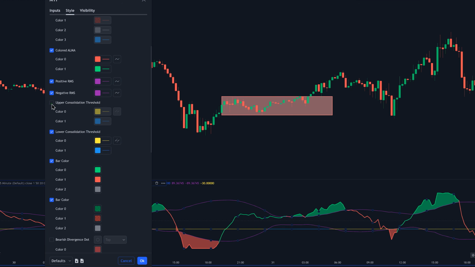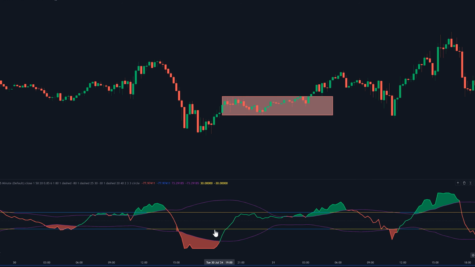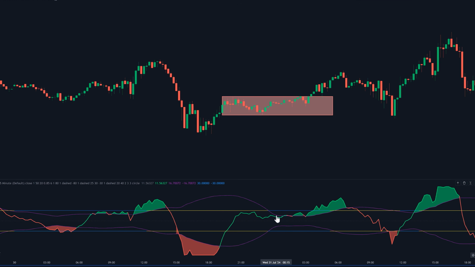Now, whenever the 2 pink lines are sandwiched between these 2 horizontal lines, that indicates that the market has little to no volatility, which means that the market may be moving too slowly due to a lack of trading activity.